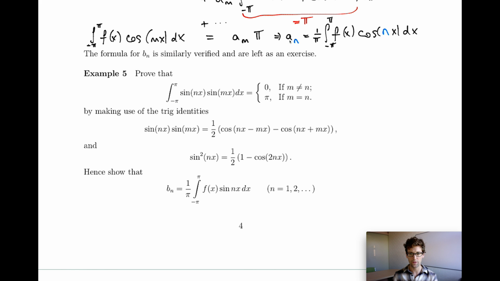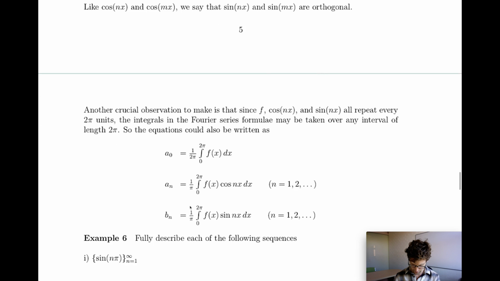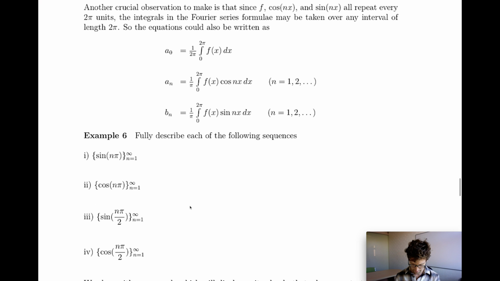An is the coefficient multiplying cosine nx in my Fourier series, and you can see it's the product of f of x and cosine, so cosine and cosine. Likewise, bn is the coefficient for the sine nx in my Fourier series. And the formula for the coefficient bn is f of x times sine nx integrated from minus pi to pi. So I'm going to leave that last bit as a proof for yourself to try.